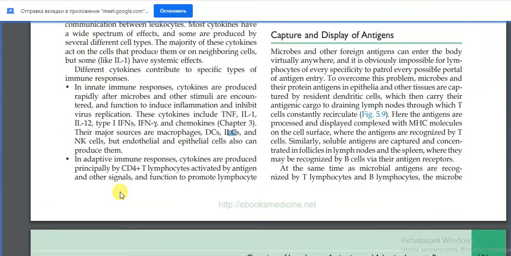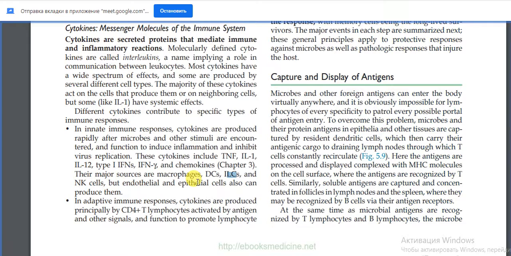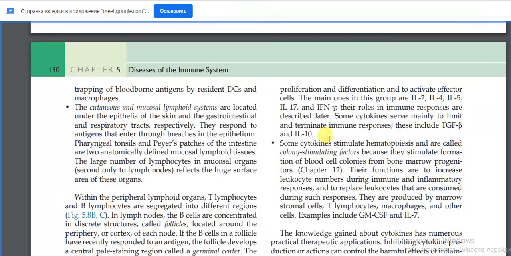In adaptive immune responses, cytokines are produced principally by CD4 positive T lymphocytes activated by antigen and other signals, and they function to promote lymphocyte proliferation, differentiation, and to activate effector cells. So they are interleukin 2, interleukin 4, interleukin 5, interleukin 17, and interferon gamma. All of them are produced by the cells, but they also promote the differentiation and proliferation of the cells.